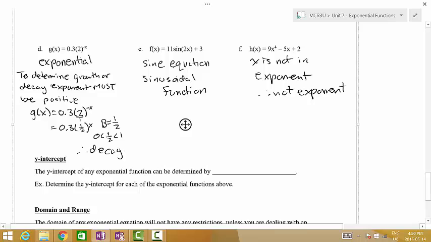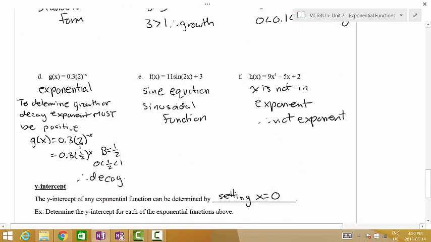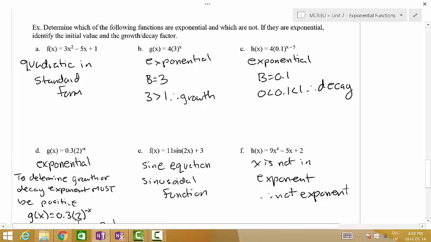Finally, a couple more things. We want to look at the y-intercept. The y-intercept of any exponential function can always be determined by setting x equal to 0. So if we want to find out what all of these y-intercepts are for the exponential functions above, if we start with b, set x equal to 0. 3 to the 0 is 1. That one is 4.